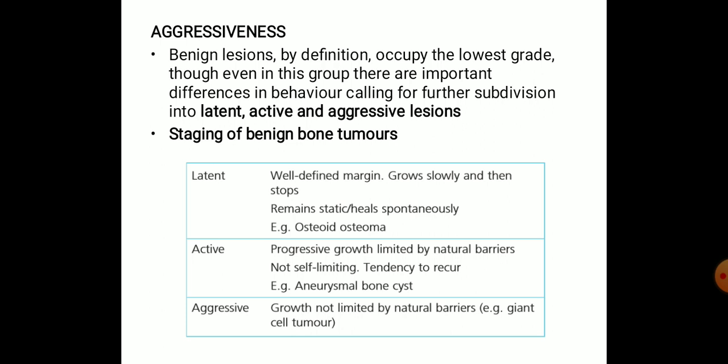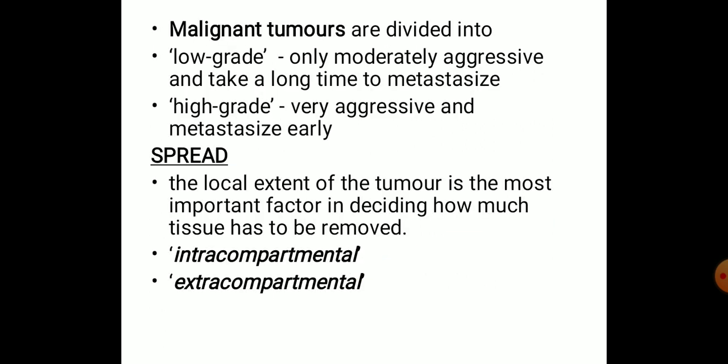Third one is aggressive. Growth is not limited by the natural barriers. So it's going for an uncontrolled growth. So that is happening in the aggressive stage. And the malignant tumors are furthermore divided into low grade and high grade. In low grade, only moderately aggressive and takes a long time for metastasis. So low grade means it is spreading to the surrounding tissues, but it is taking a huge time to spread into the surrounding tissues. But in the high grade, it is very aggressive and metastasizes early. So very aggressive, it is going for high growth and it is also going for high spread in the surrounding tissues.